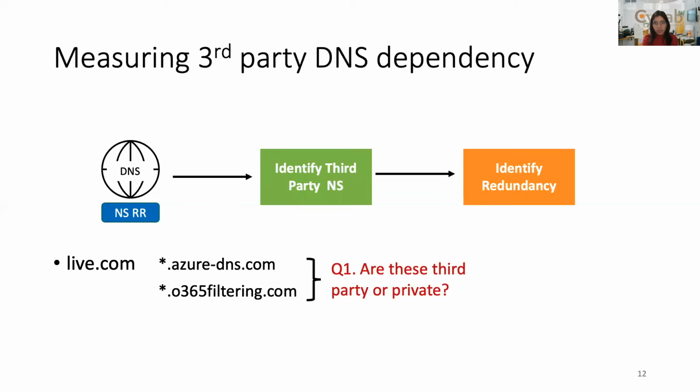And finally, for a website and its name servers, we want to identify which of these name servers belong to the same entity. For instance, here, Azure DNS and O365 filtering both belong to Microsoft. So since live.com is using these two which belong to the same entity, it is actually not redundantly provisioned.